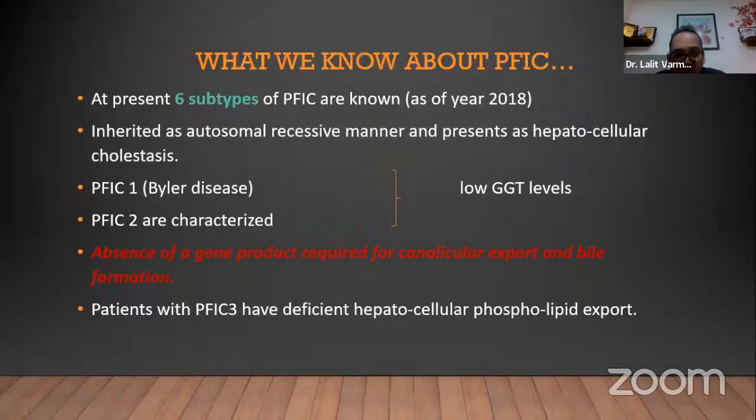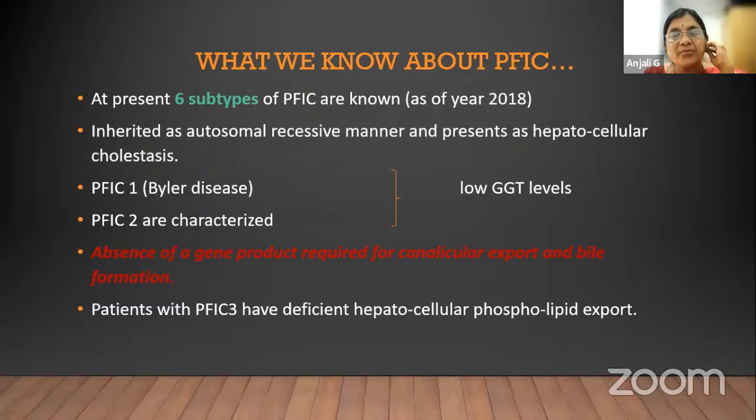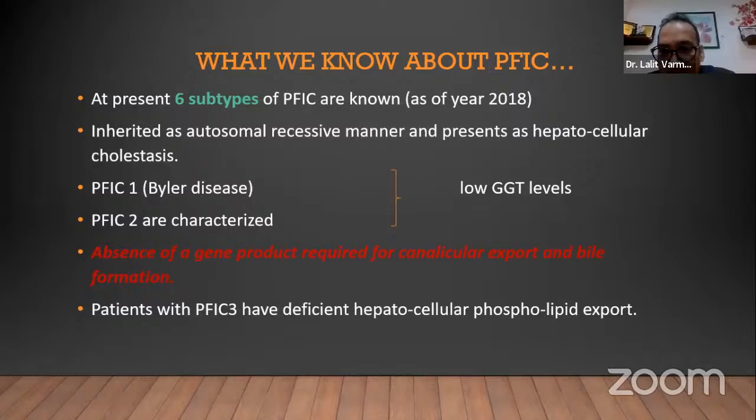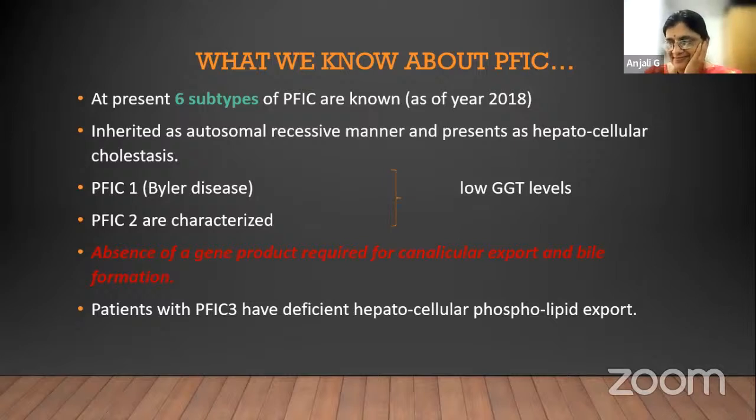So what we know about the PFIC that this child has: there is not just 1, 2, or 3, but 3 more have been added, up to 6. Now we have PFIC 1, 2, 3, 4, 5, 6. It is inherited as autosomal recessive and presents as hepatocellular cholestasis. There is some problem in the... Lalit, tell us the full form of PFIC, okay? Progressive familial intrahepatic cholestasis. Got it? Yeah. Progressive familial intrahepatic cholestasis.